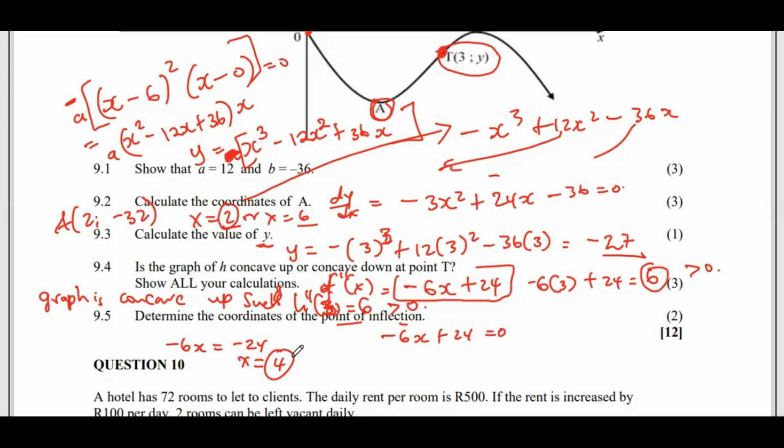Then we need to take this 4 and substitute it into the original. So we're going to have negative 4 cubed plus 12 times 4 squared minus 36 times 4, and that is going to give us negative 16. So the point of inflection is (4, negative 16).